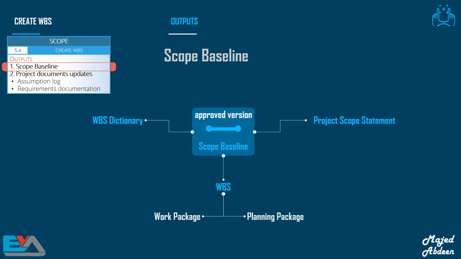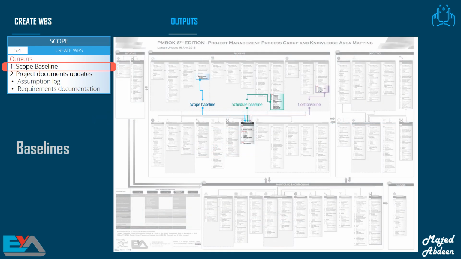As you know, the WBS contains work packages and planning packages, which I have already explained. All of these comprise the scope baseline, which is a component of the project management plan, which is the output of the develop project management plan process in the integration knowledge area. Maybe it's a little early to mention this, but it's nice to be familiar with it for the next knowledge areas. Remember that we have three major baselines in the PMBOK, and all of them are part of the project management plan: scope baseline, schedule baseline, and cost baseline.